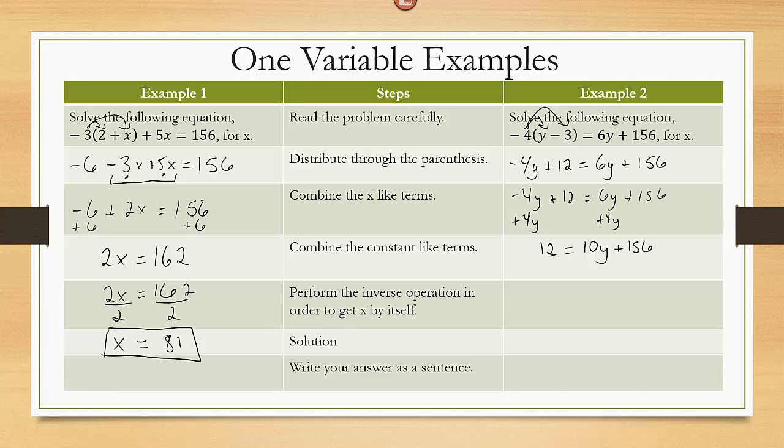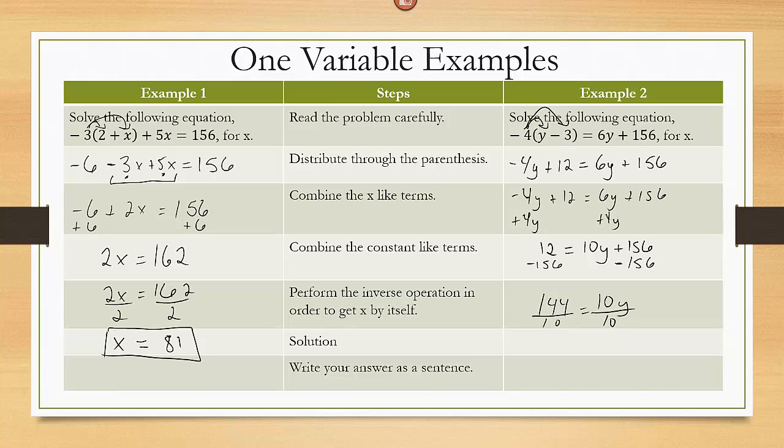And then we want to perform our inverse operation on our adding and subtracting. So we're going to subtract 156 from both sides. So then that will give us 144 equals 10y. And then we want to perform the inverse operation in order to get x by itself. Or, I'm sorry, get y by itself. So let's divide both sides by 10.